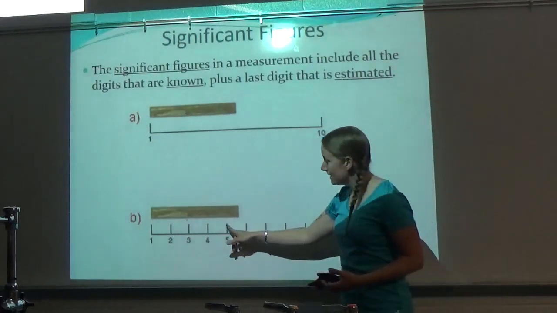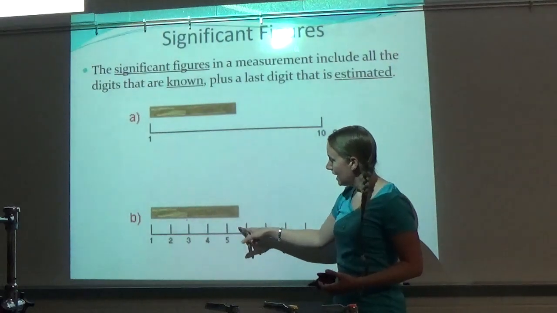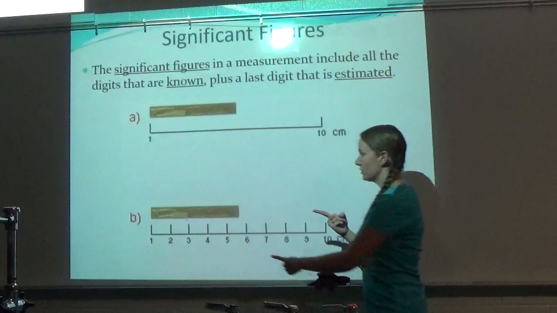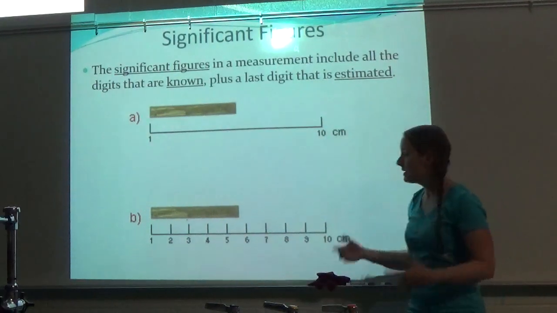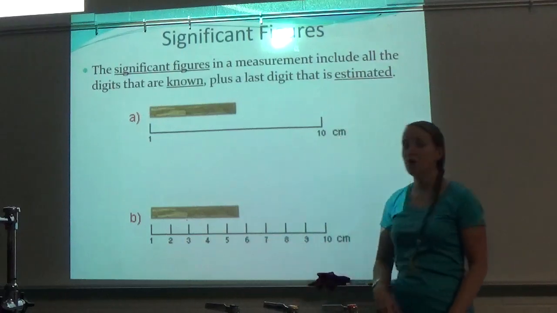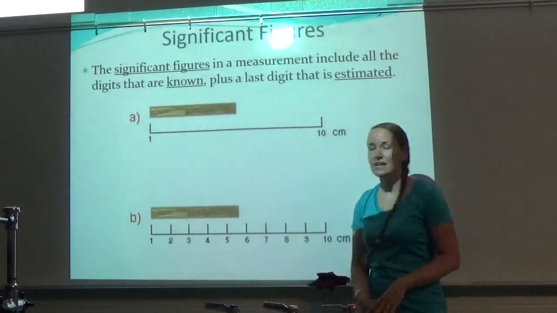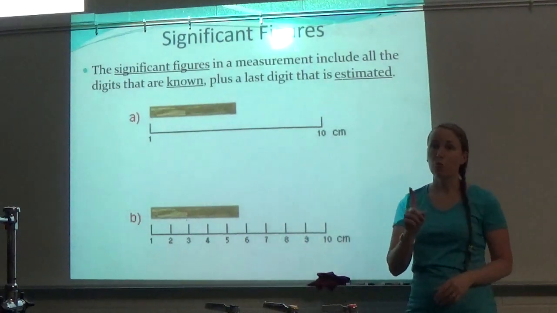So here they gave me more increments to measure with. So on this one, I can see, okay, well, it's definitely more than 5, but it's not quite 6. I would say it's a little more than halfway. So I know 5 for sure, because I can measure 5, and then I can estimate one digit. So I might say 5.6 or 5.7 centimeters. Again, I can't just go out and say 5.70428. I can only estimate one place.